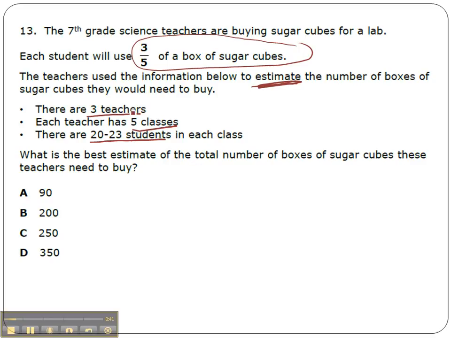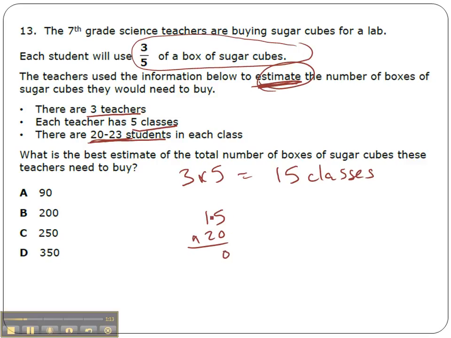We need to first figure out how many students they have. So we have 3 teachers times 5 classes per teacher. That equals 15 classes. Each class has between 20 and 23 students. Since we're estimating, we can pick any number in that range. In fact, I'm kind of tempted to just use 20 since that's obviously going to be the easiest number to multiply by. Let's do that. 15 times 20. We know this will be a low estimate, but it should still work.